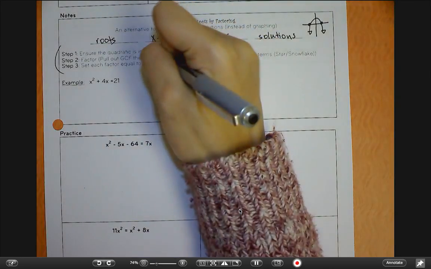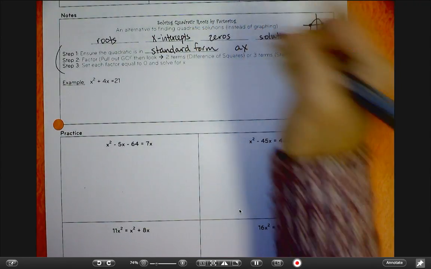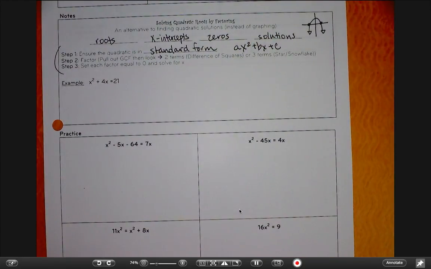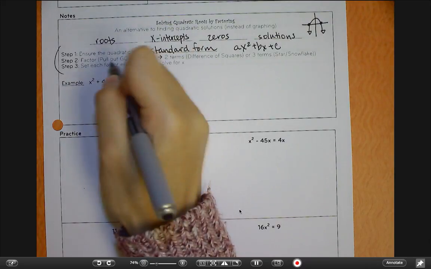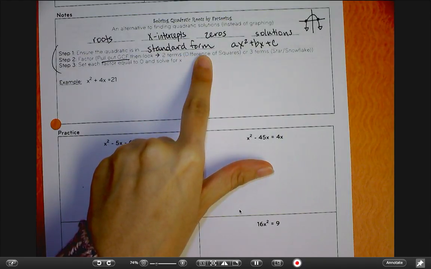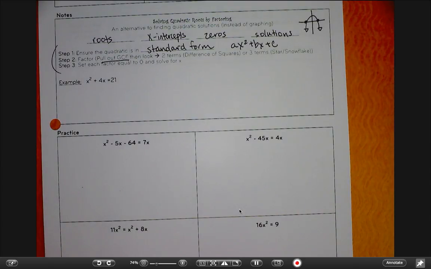So step number 1, always ensure that the quadratic is in standard form. You should know by now that's ax squared plus bx plus c. Step 2 is factor. Always pull out the greatest common factor. Today that's going to play a little bit of a bigger role than yesterday. And then like yesterday, look at the number of terms. Do we have 2 terms? Are we going to use the difference of squares? Or do we have 3 terms? We're going to use the star snowflake method. Then we're going to do step 3. We're going to set each factor equal to 0 and solve for x.